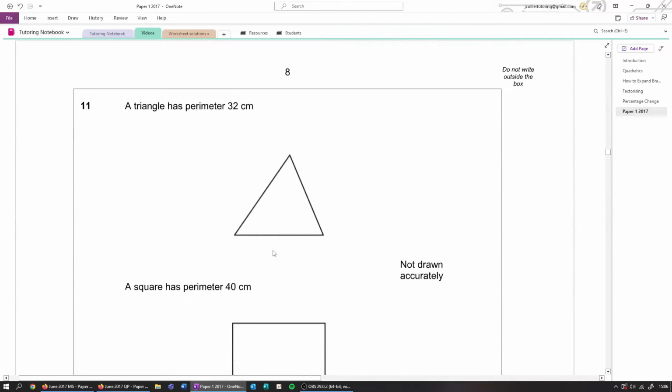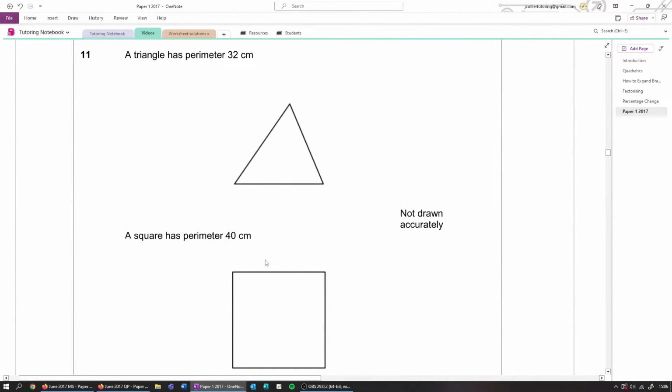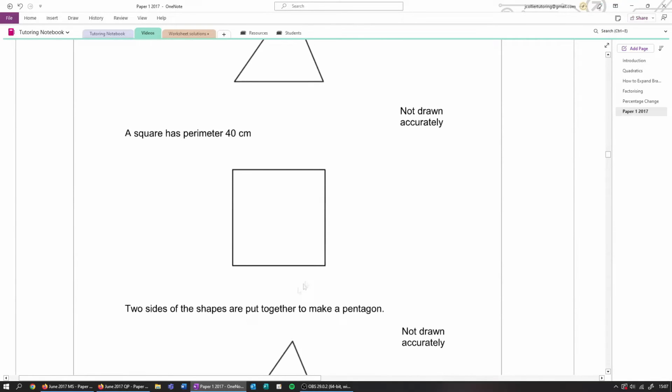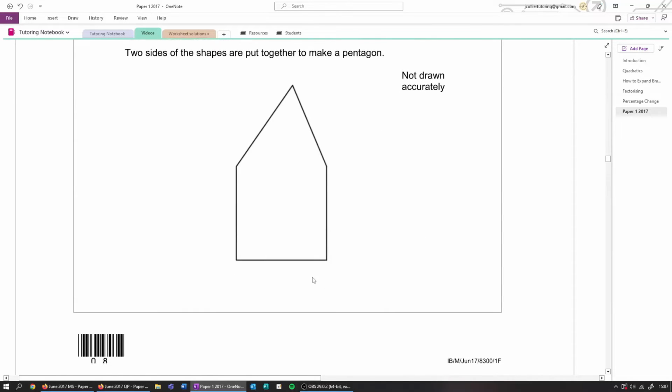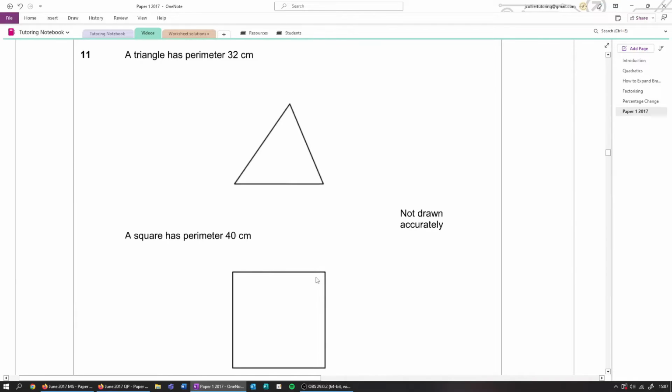Okay, so we have a triangle and it has perimeter 32 centimeters and a square has perimeter 40 centimeters. Now 2 of these shapes are put together to make a pentagon. Okay, so first of all, we cannot get anything from this triangle at the moment. Its perimeter is 32, but we could have, say, a 10, a 10, and a 12. Or we could have a 15, and a 15, and a 2.